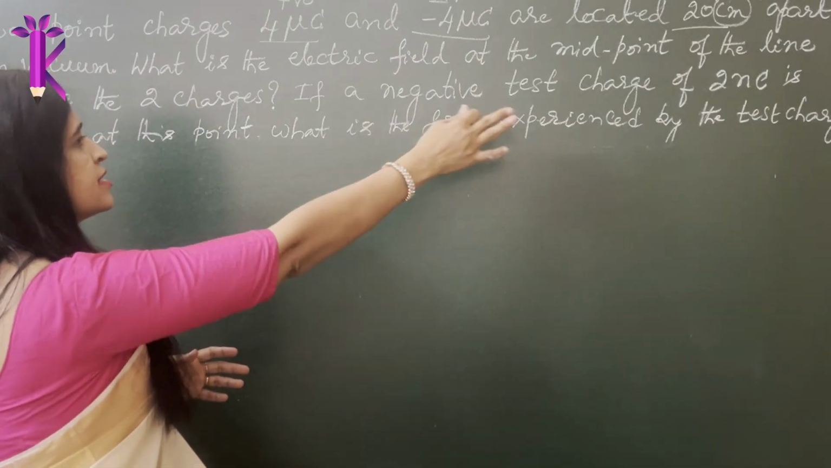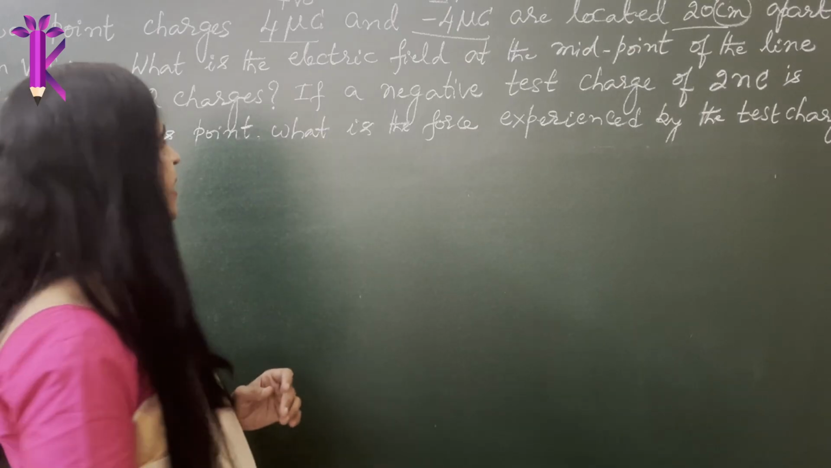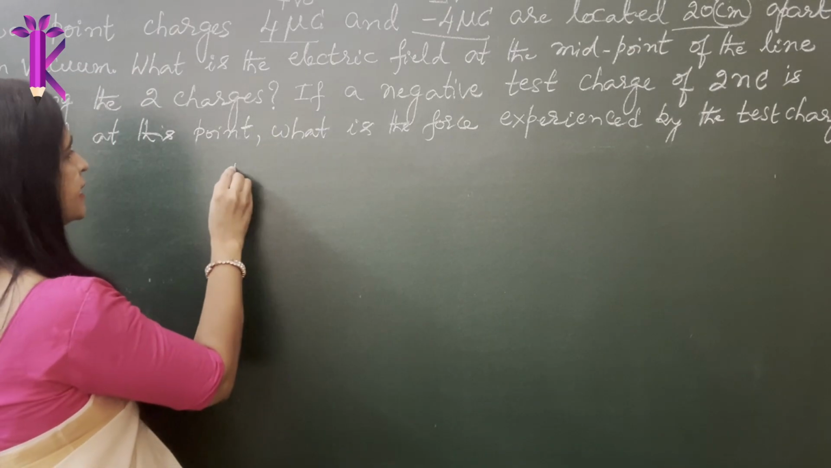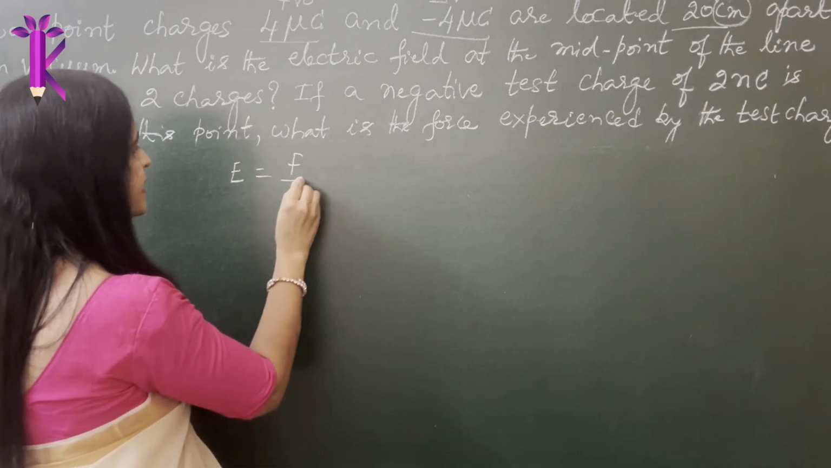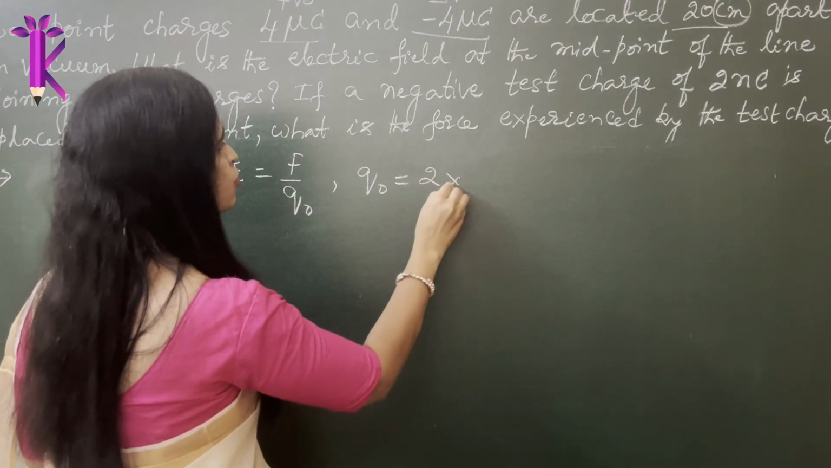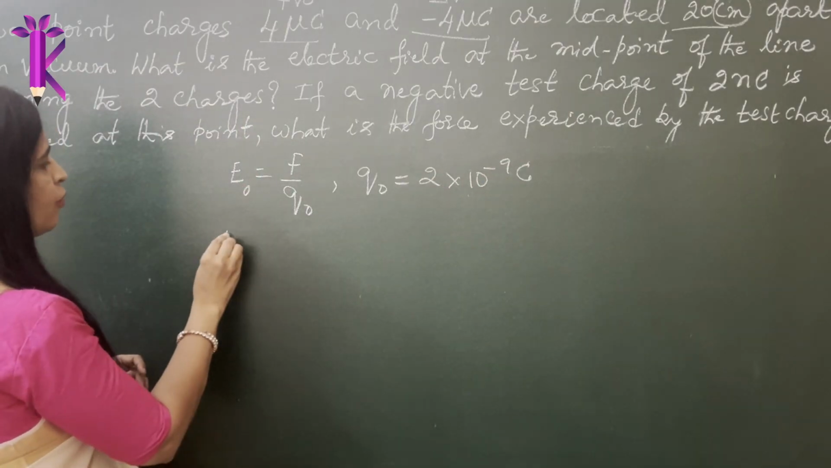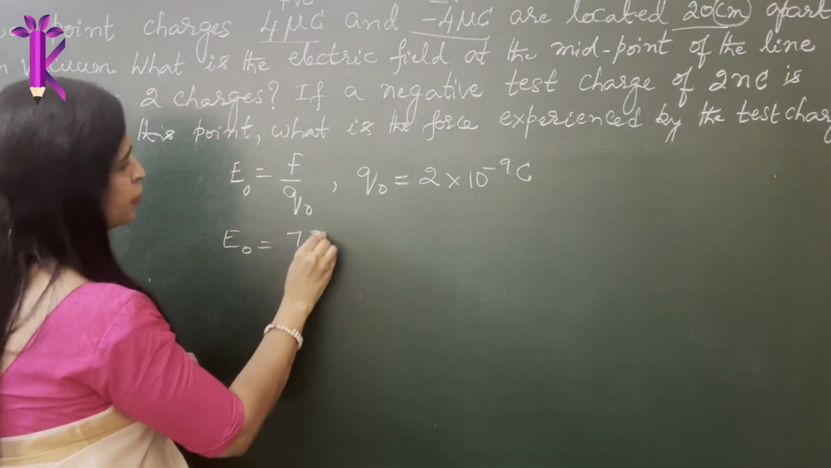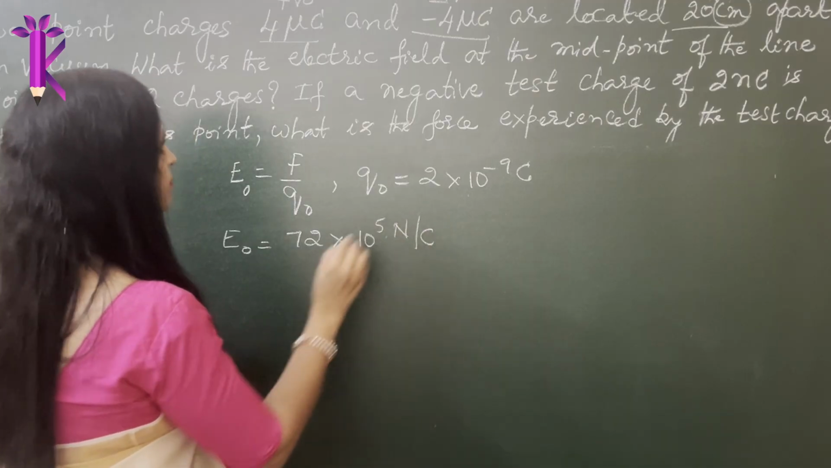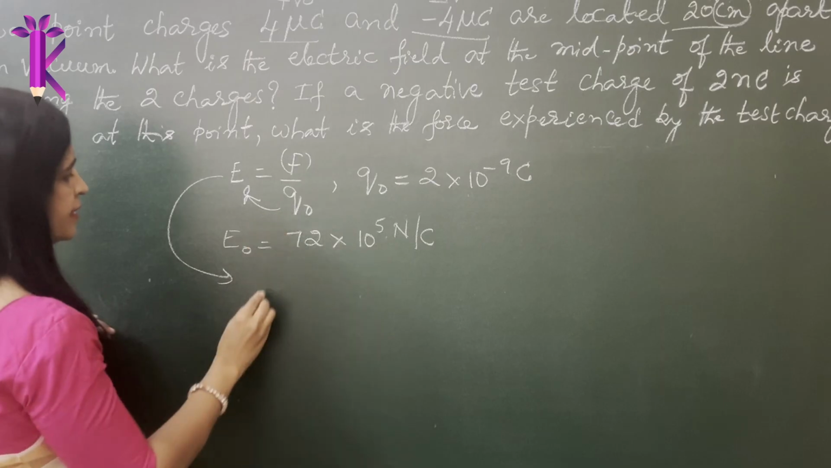So if a negative test charge of 2 nanocoulomb is placed at this midpoint, what is the force experienced by the test charge? So therefore we know that electric field is the force experienced by the test charge, but the test charge here in this case is 2 nanocoulomb, which is 2 into 10 to the power of minus 9 coulomb, and electric field at the point O, that is the net electric field, is found to be 72 into 10 to the power of 5 Newton per Coulomb. So therefore from this expression you cross multiply this and calculate F.